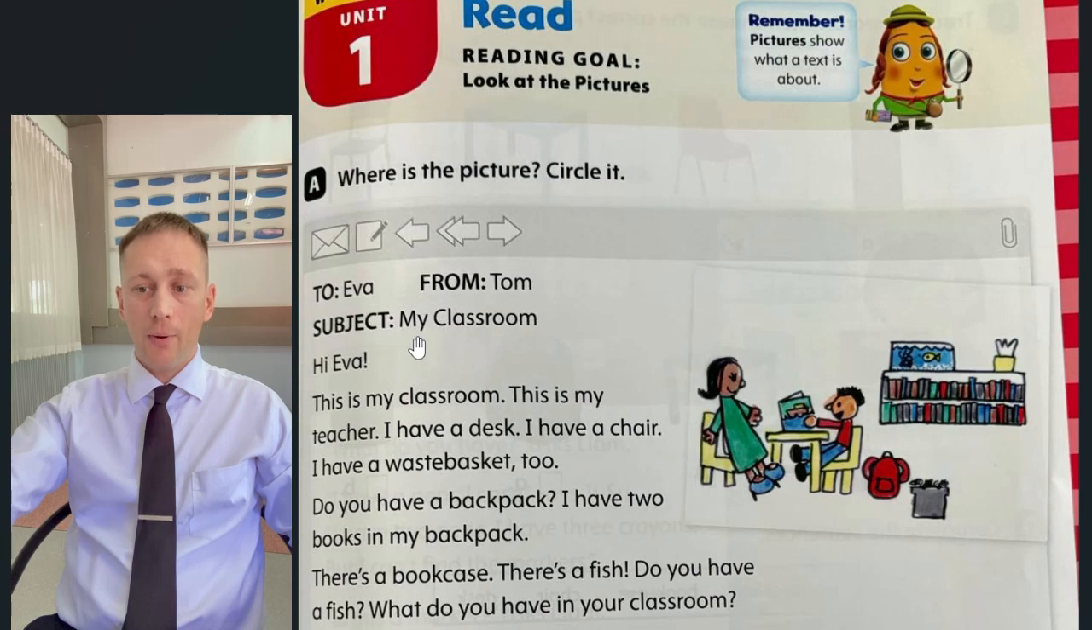Subject, my classroom. Hi Eva. This is my classroom. This is my teacher. I have a desk. I have a chair. I have a waste basket too.